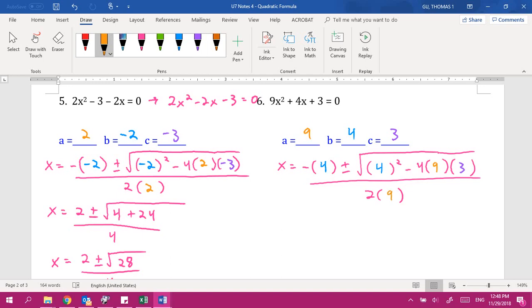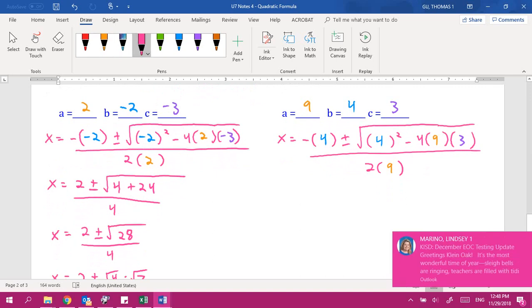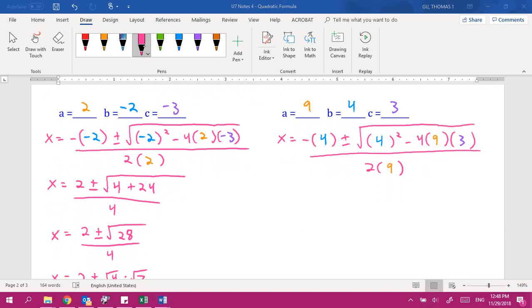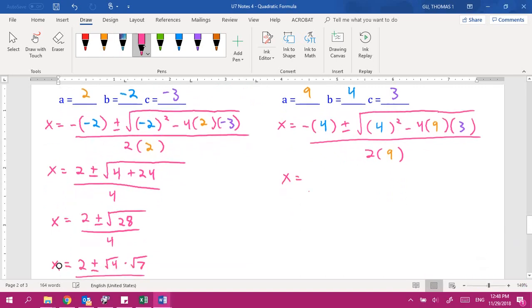Alright, so let's do some simplifying over here. X equals negative 4, that's right, plus or minus... What's 4 squared? 4 times 4, 16, yes. Now we've got negative 4 times 9 times 3. What is that? Negative 108, over 18.